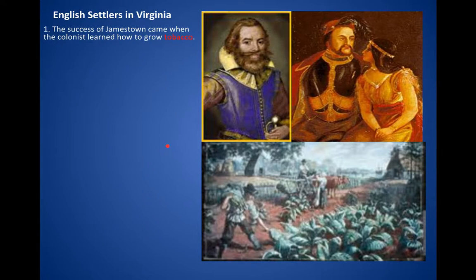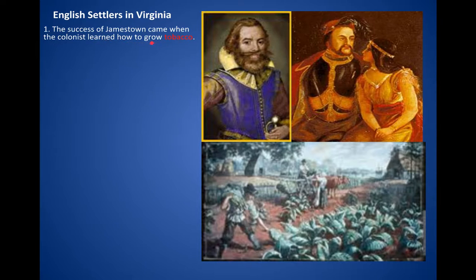So the success of Jamestown really started up when the colonists learned how to grow tobacco. Tobacco already existed in the New World. Native Americans had tobacco already, and they smoked it, but it wasn't a very high quality tobacco, and it wasn't like the tobacco we have today. So the English brought tobacco from the more Central America area and started to grow this, and it took off.